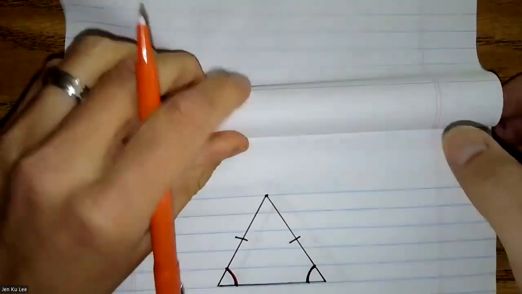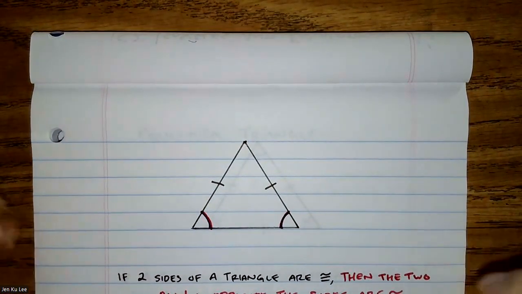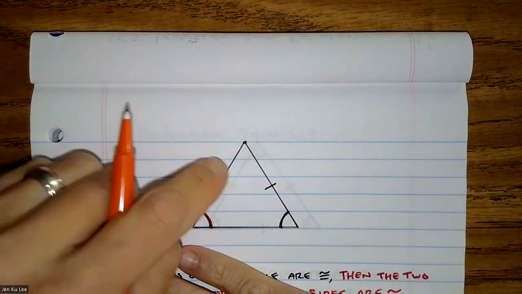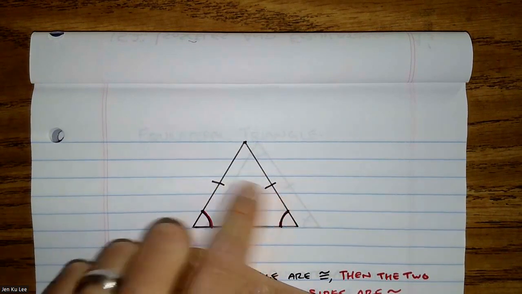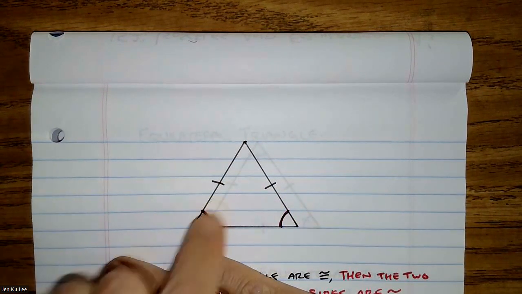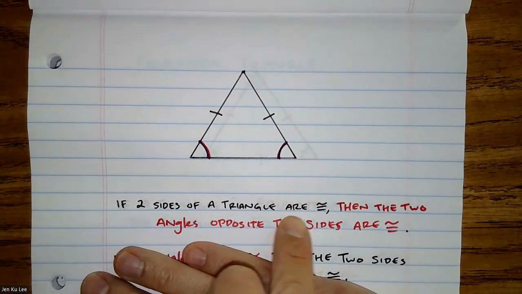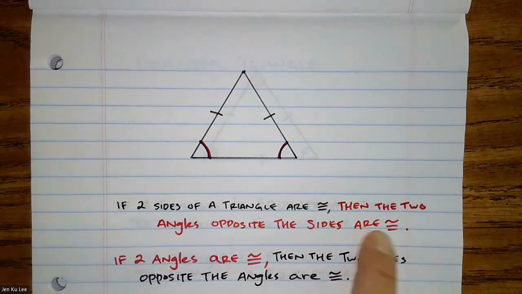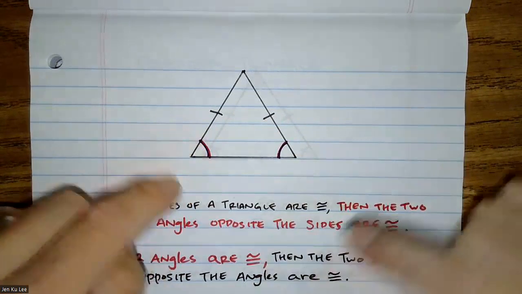And what's up next is, look, I just drew that on the previous picture, right? So if I know the black, that these two sides are congruent, I automatically know that these two angles are congruent. So if two sides of a triangle are congruent, then the two angles opposite the sides are congruent, okay? And they are color coordinated. If I know the black, then I know the red, and vice versa.